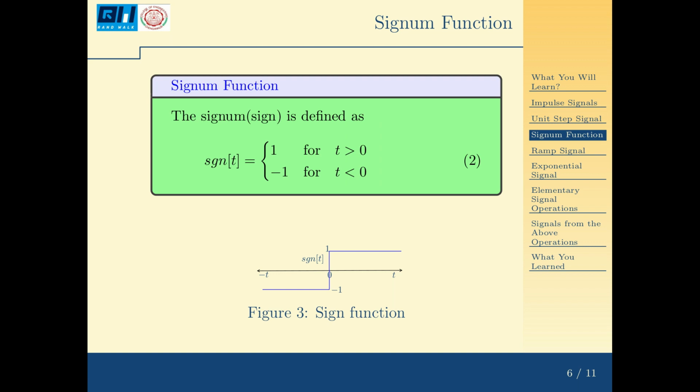Now a third function is the signum function, or the sign function, that is defined as sgn(t) is 1 for t greater than 0 and equal to minus 1 for t less than 0. Here for minus infinity to 0, the value is minus 1, and from 0 to infinity, the value is plus 1, and the function is not defined at t equal to 0.